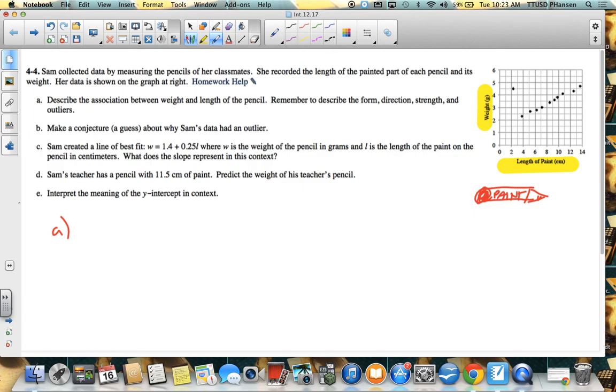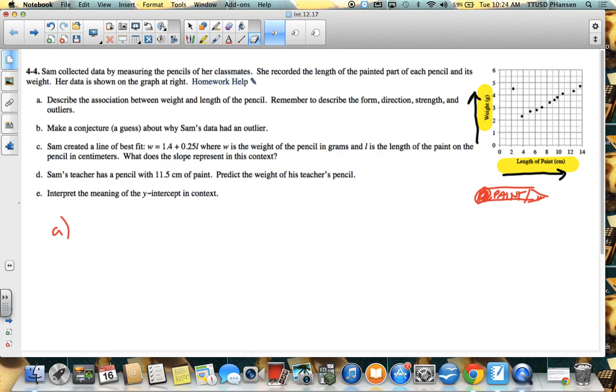So, part A. Describe the association between weight and length of the pencil. Remember, describe the form, direction, strength, and outliers. So what we can see in this case, very generally speaking, is as the length of the pencil increases, as we go this way on the graph, you can see that the weight is going up. If we were to imagine approximately a line through this, it would look like that. As the paint increases, so does the weight. I'm going to erase that for right now.